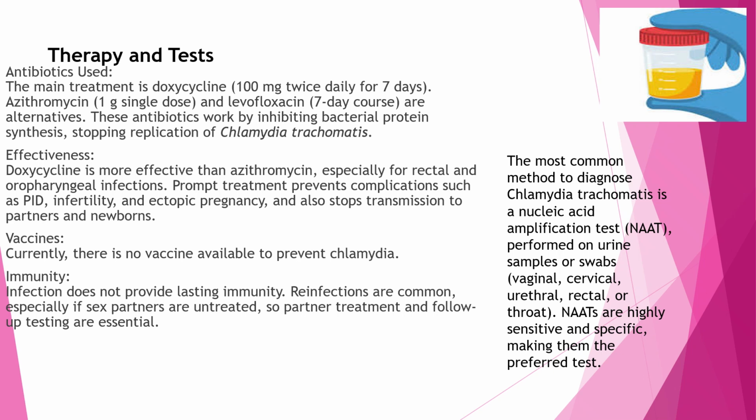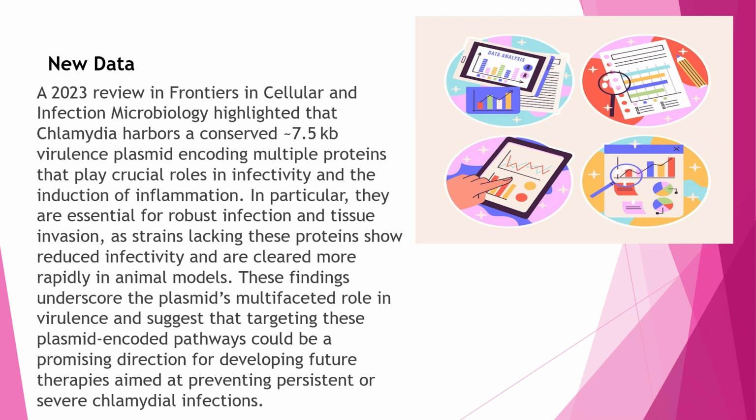The most common method to diagnose Chlamydia trachomatis is nucleic acid amplification testing, which is performed on urine samples or swabs, and those could be vaginal, cervical, urethral, rectal, or throat. Nucleic acid amplification tests are highly sensitive and specific, making them the best option for chlamydia testing.